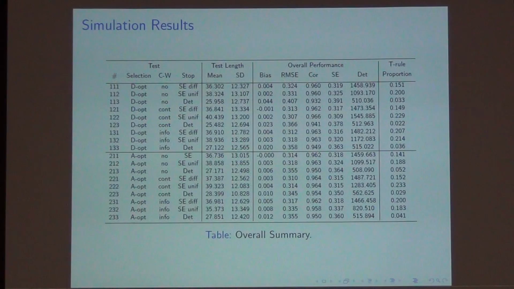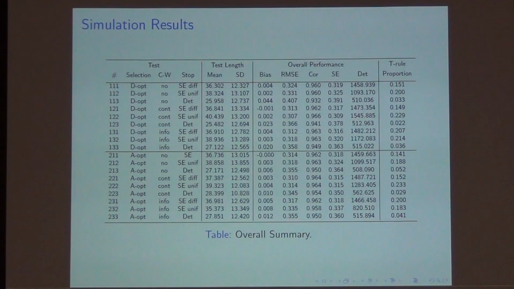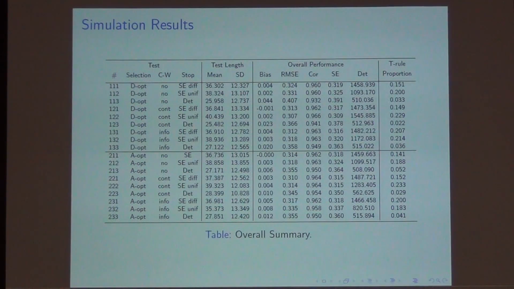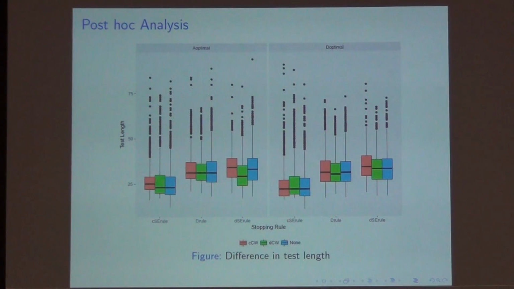So we summarize the result in terms of test length and other criteria. There's always a trade-off between the test length and the performance. Here, they have different test lengths. Generally, longer test lengths will have better performance, meaning smaller RMSE. According to a post-hoc analysis on the test length and RMSE, we have this 3-way interaction plot, where we can conclude that for item selection, A optimality seems to have better performance in general, but it also has longer test length.